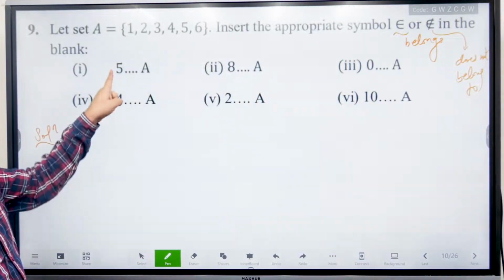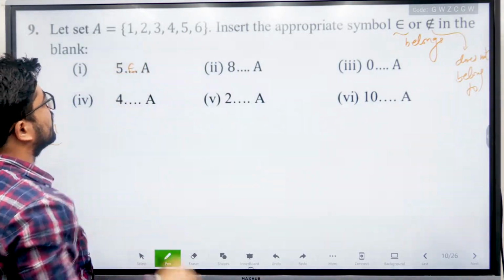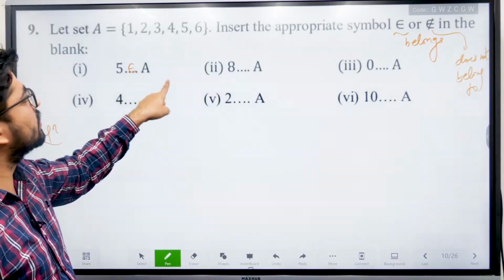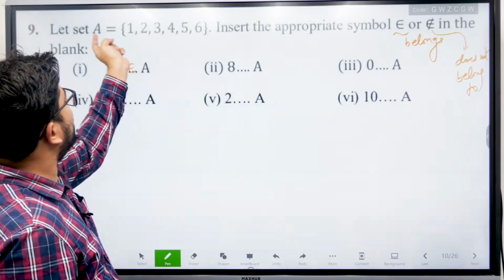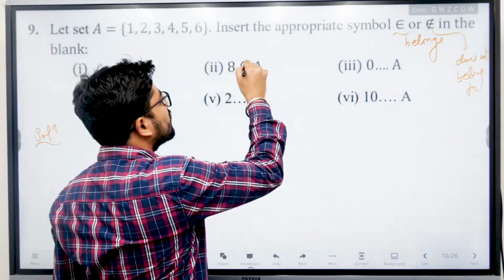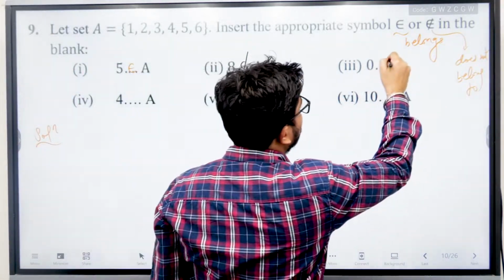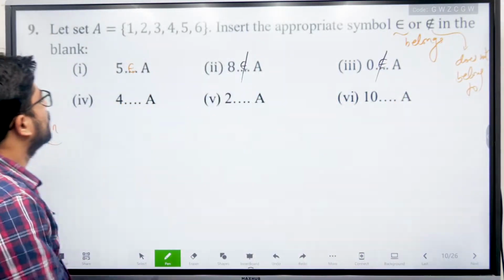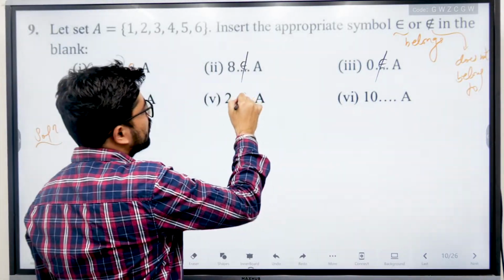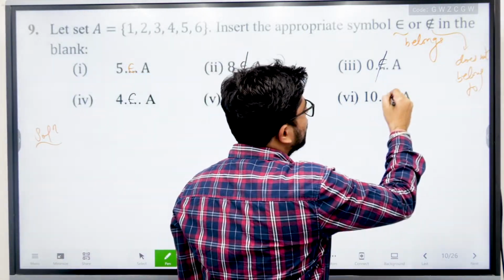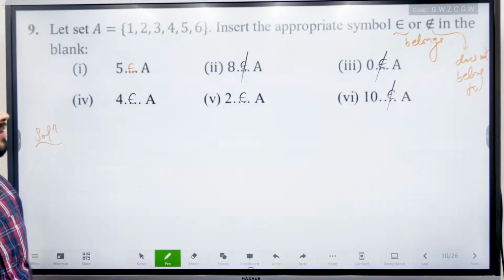So here if you observe, 5 is a member of your set, so you can say 5 belongs to the set A. Got it? Similarly, 8 is not a member of your set, so 8 does not belong to set A. 0 is not a member of set A. 4 belongs to set A. 2 belongs to set A, and 10 is not a member, so 10 does not belong to the set A. Got it? So this is the answer.